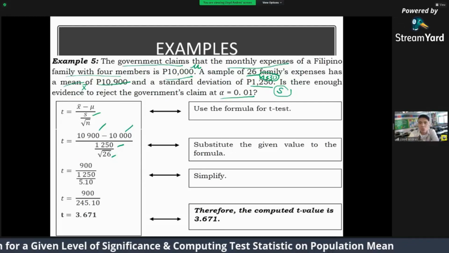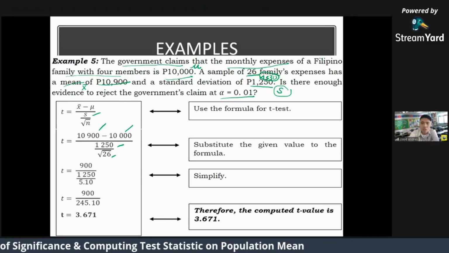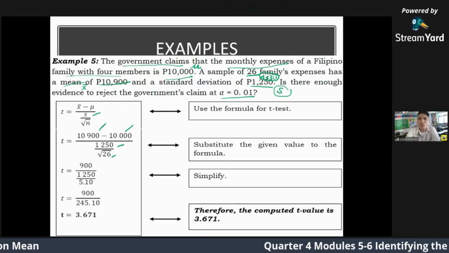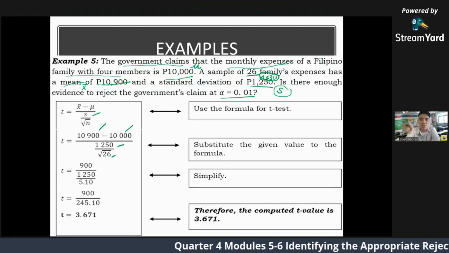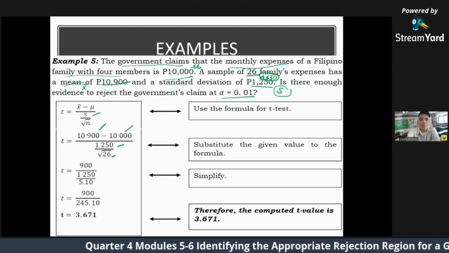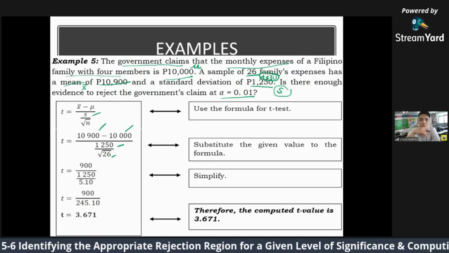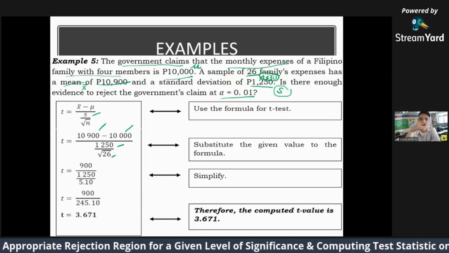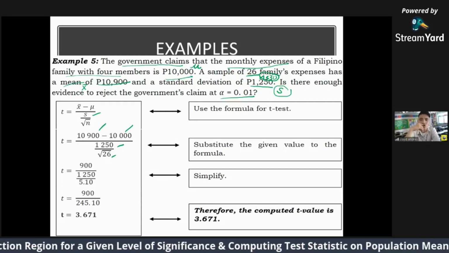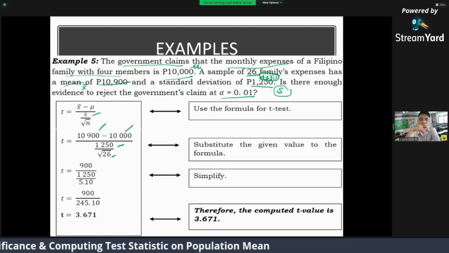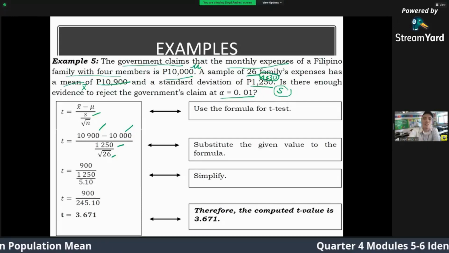So that's how to solve for the test statistic using the t-test. In the first example, z-test, because the sample size is greater than 30 and we have sigma. In the second, also z-test because it is greater than 30, even without sigma. And the last is the t-test because there is no sigma and the sample size is less than 30.